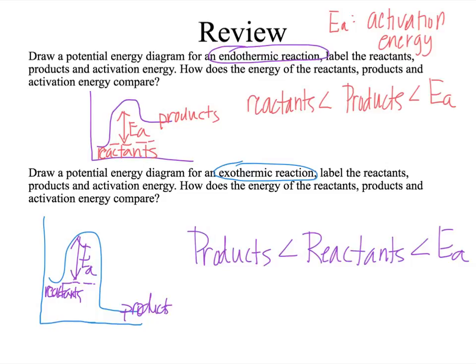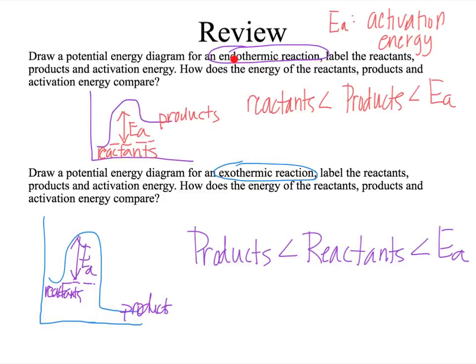All right, in these 2 questions, they want you to draw the potential energy diagram for both an endothermic and an exothermic reaction, label the reactants, products, and the activation energy, and then tell how the energy of the reactants, products, and the activation energy compare with each other. And of course, recall that Ea, when we write it like that, is how we write activation energy. So let's do endothermic first.